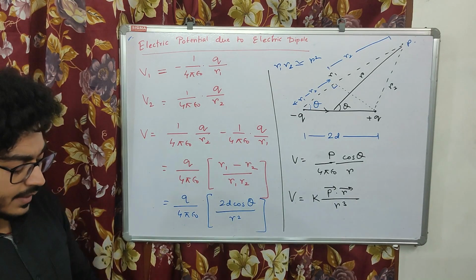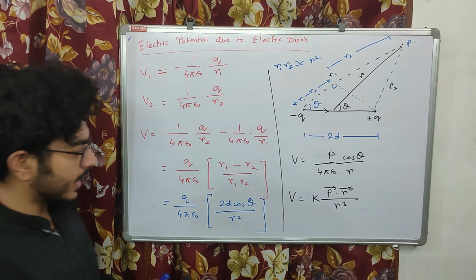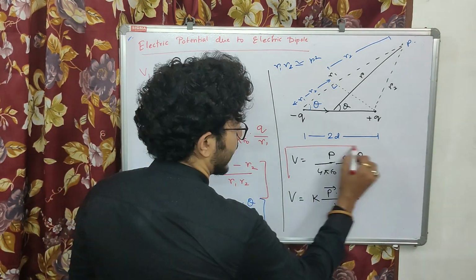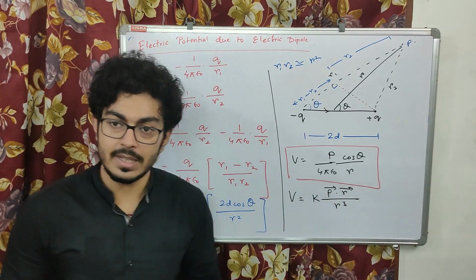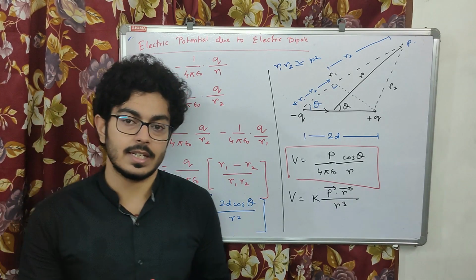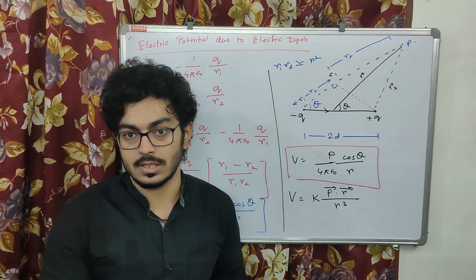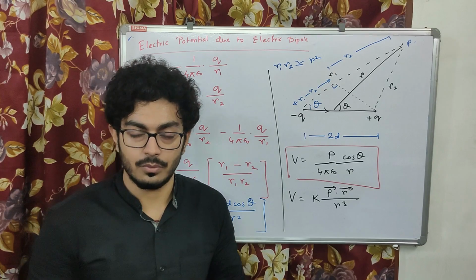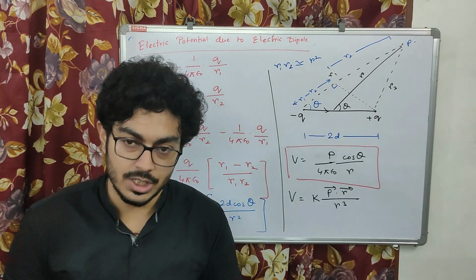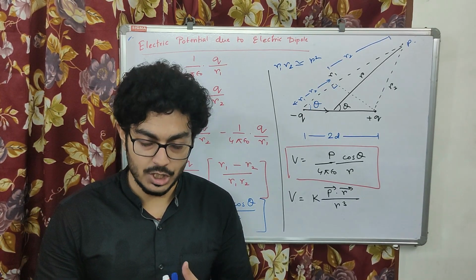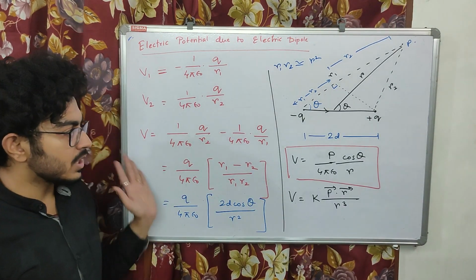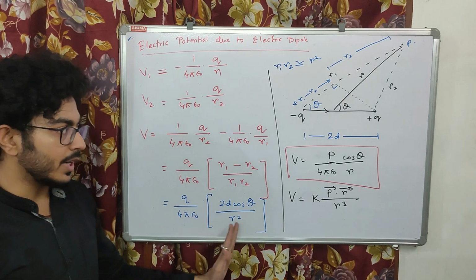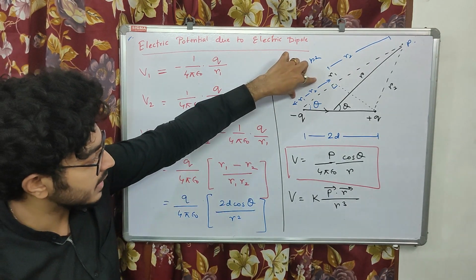Now this formula becomes very important and very useful to find different cases for different angles. Different angle means at different points. If I consider another point for different angles it makes with the dipole, then what will be the condition, what will be the electric potential at that point? I'm going to explain that. But before that, just try to understand this part.